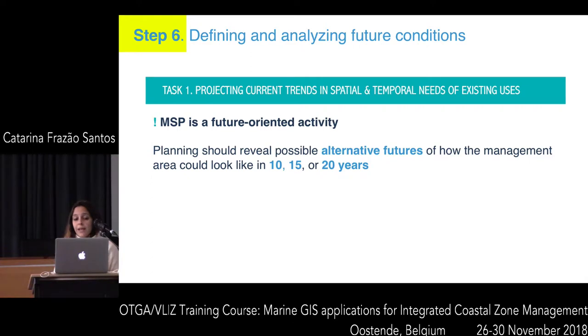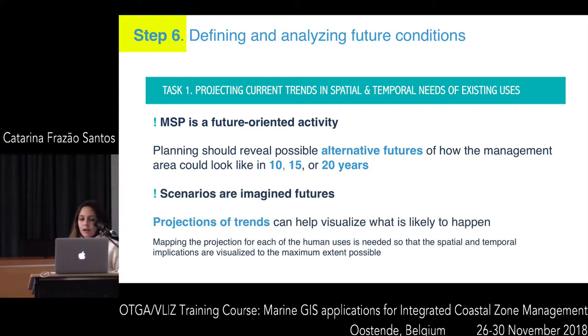So marine spatial planning is indeed a future-oriented activity. Planning should reveal possible alternative futures on how the management area could look like in 10, 15, or 20 years. And to do that, projections and forecasts are used and can help visualize what is likely to happen. There should be a projection for each of the human uses for that area, so that you can visualize the conflicts and compatibilities about those uses, their projected evolution, and then decide.